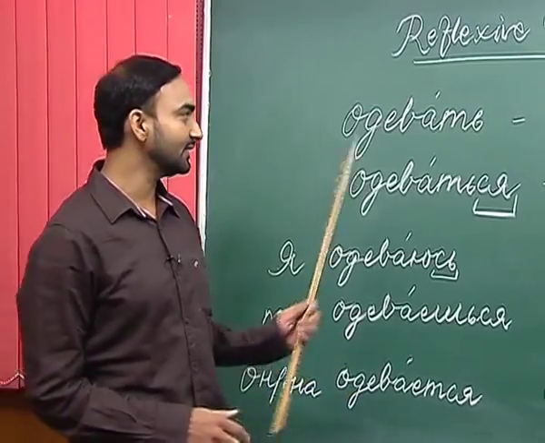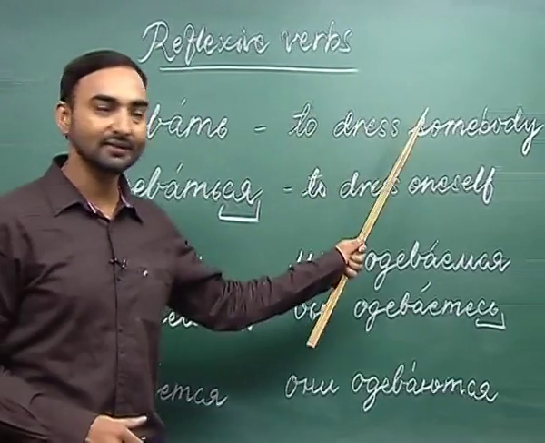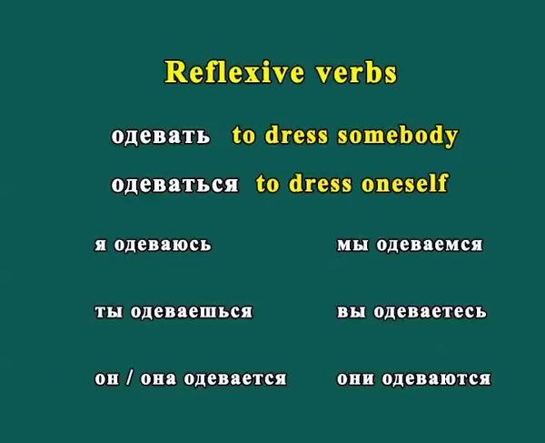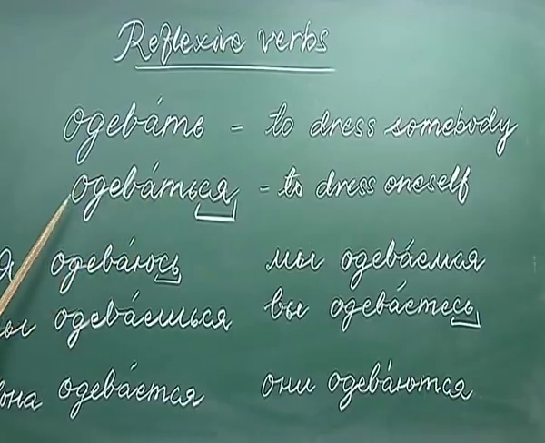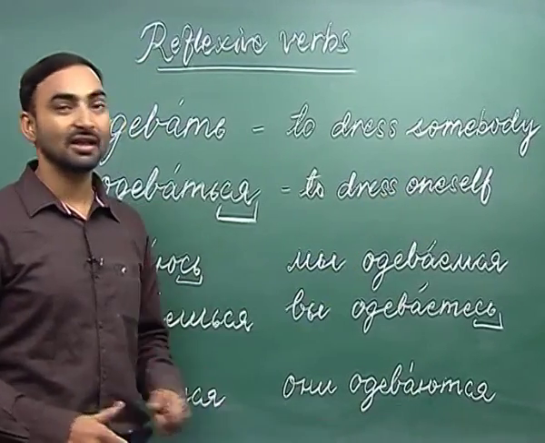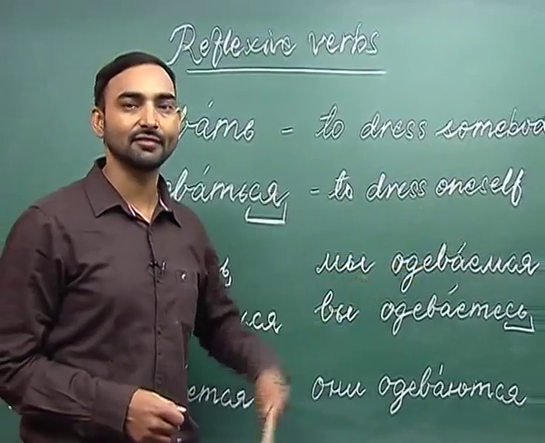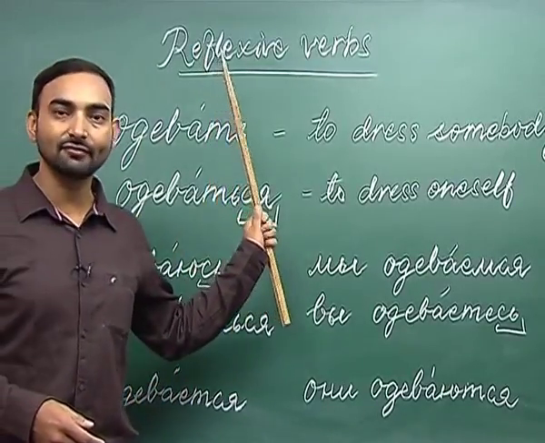For example, I have written here odevat. Odevat is to dress somebody. To dress somebody means that you require a direct object here to complete its meaning. But if we add sya at the end, so it becomes odevatsya, it will mean to dress oneself. Oneself means the subject who is dressing up is the direct object as well. So, that is why this odevatsya is called a reflexive verb.